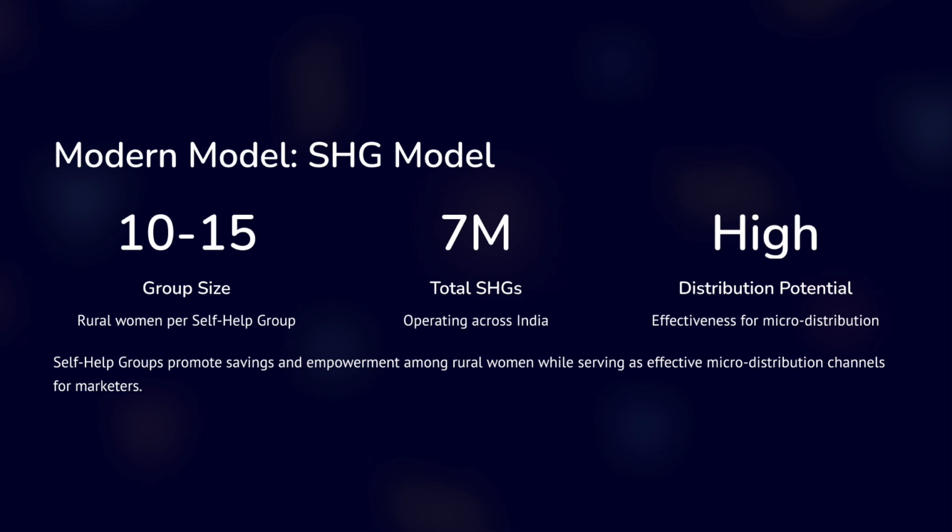SHGs were first started to fight poverty, especially in Bangladesh, and later spread quickly in India. Today, with nearly 7 million SHGs in India, companies see them as a great way to reach rural homes, even in remote areas. This model basically helps companies build a low cost and trusted distribution network while also empowering rural women.